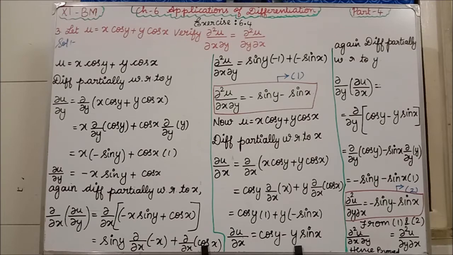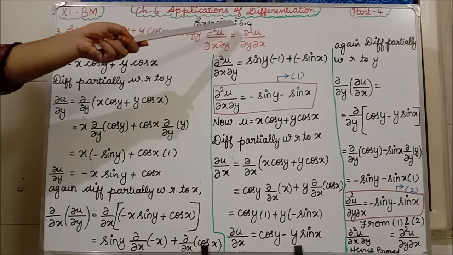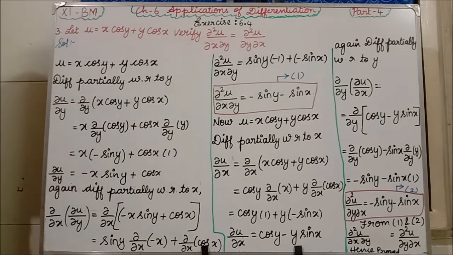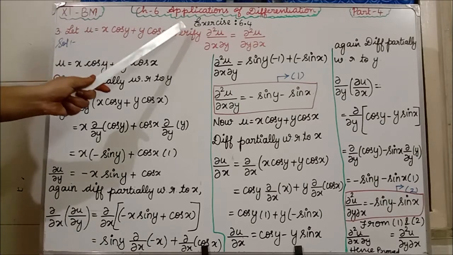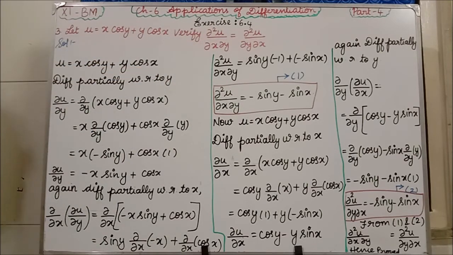This is your third question. Let u equal to x cos y plus y cos x. Verify dou square u by dou x dou y is equal to dou square u by dou y dou x. We have to verify both, the LHS part and the RHS part, whether we are getting the same answer. Clear? They have given the function of u. What is that? U equal to x cos y plus y cos x. This is the function of u.